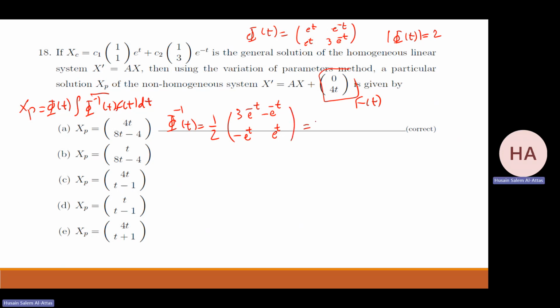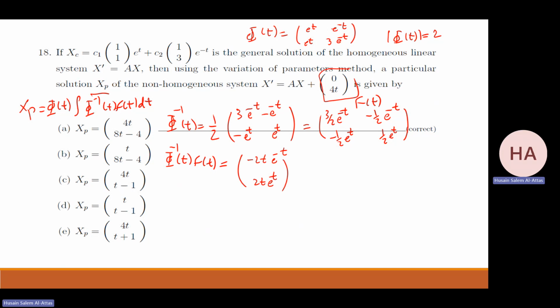Okay, and that will be what? 3 over 2 e to the minus t, minus half e to the minus t, minus half e to the t, half e to the t. Okay. So now we need to find phi inverse of t times f of t. That will be what? This times that. Since I have 0, it will be easy. First row times this, that will be 0. That will be minus 2t e to the minus t. Okay. And do the same here. That will be 0 and 2t e to the t.